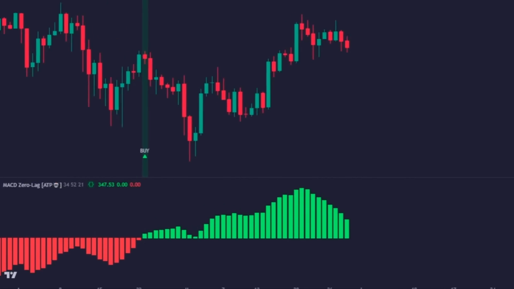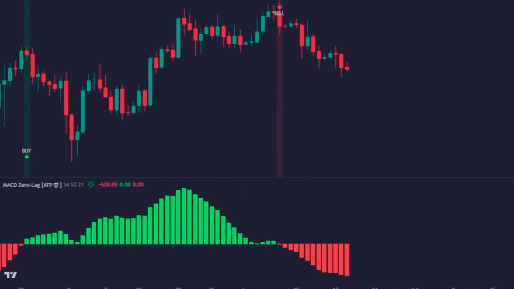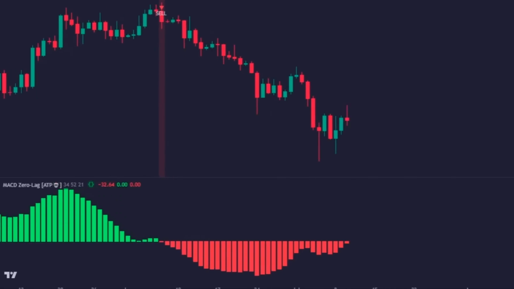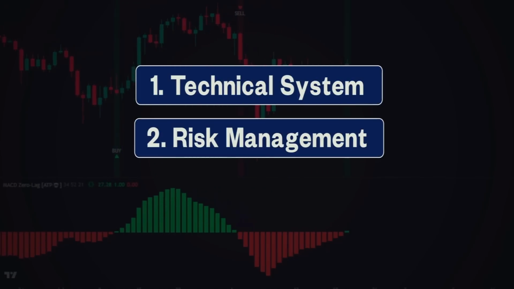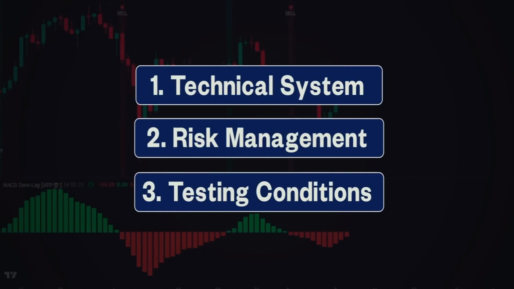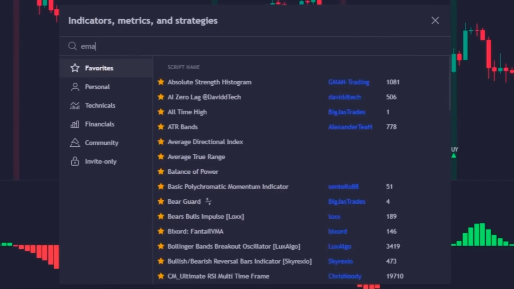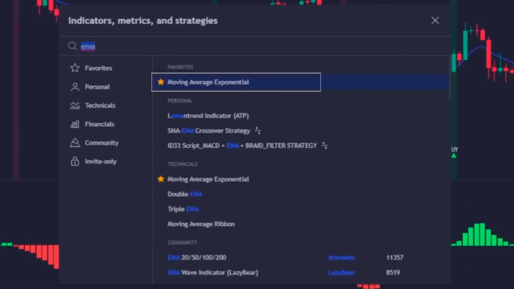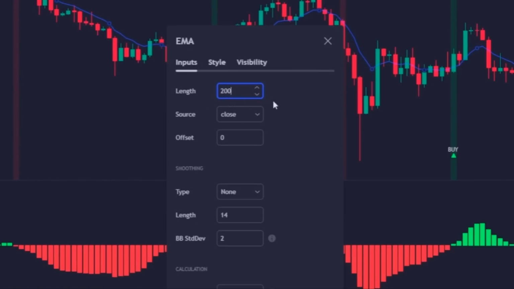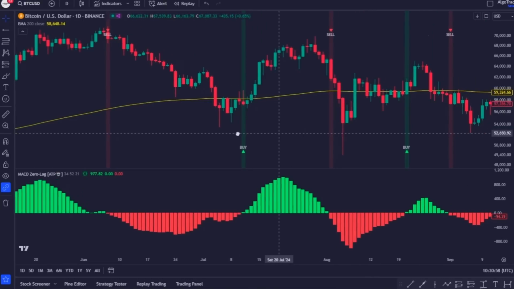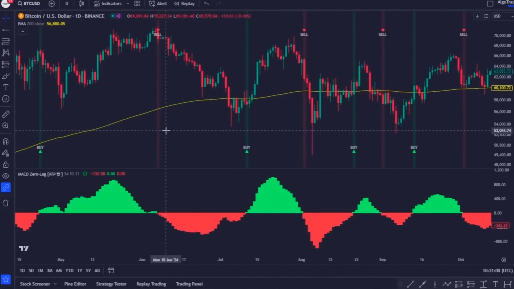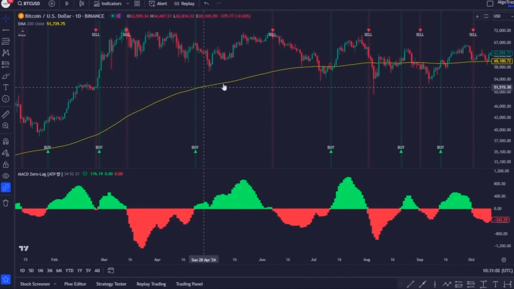Now that we understand how the indicator works, it's time to backtest it. We'll define three key components for this: the technical system, the risk management rules, and the testing conditions. The technical system will include using the Zero Lag MACD with a 200 period exponential moving average that will act as a baseline, to make sure we only enter in positions that align with the prevailing market trend.